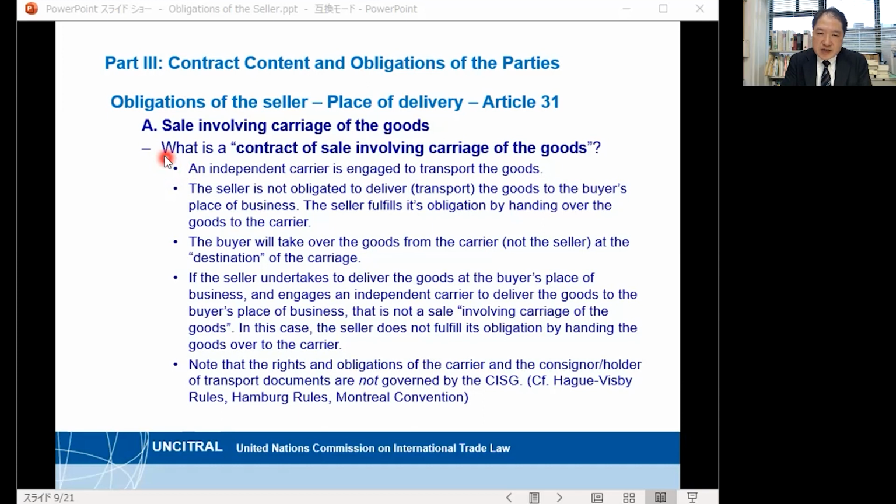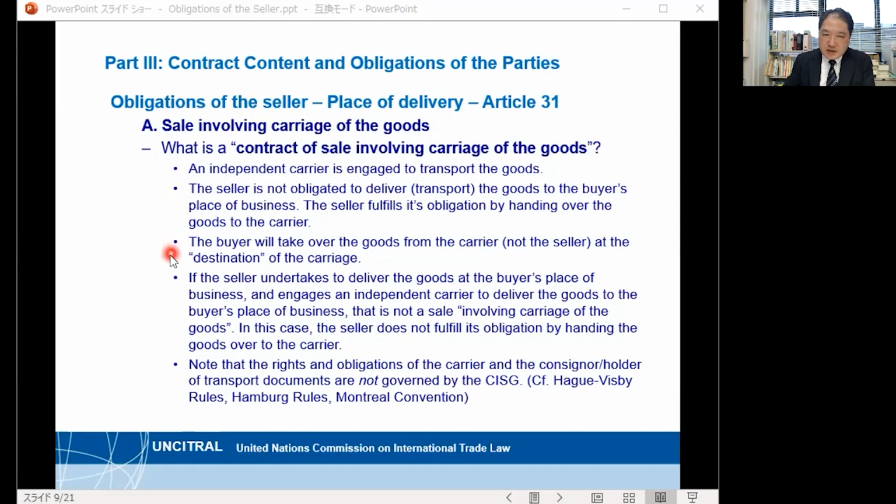And in this kind of contract of sale involving carriage of the goods, the seller is not obligated to deliver or transport the goods to the buyer's place of business. The seller can fulfill its obligation by handing over the goods to the carrier. That is the obligation of the seller in this kind of contract. The seller does not have to actually hand over the goods to the buyer. All it has to do is to hand over the goods to the carrier. And the buyer, in turn, will take over the goods from the carrier, not the seller, at the destination of the carriage.